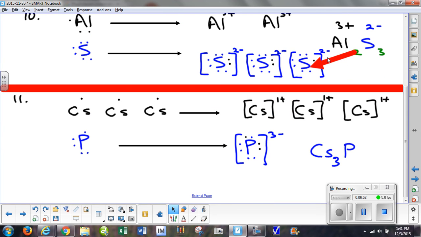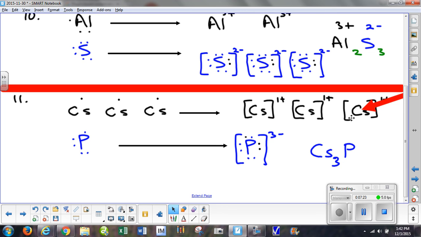And last one, same deal again. Cesium, only 1 valence electron. He's in column 1. Cesium, cesium, cesium. Each of them with a 1 plus because they donated the 1, 2, 3 electrons to the phosphorus. Okay? So phosphorus winds up with 8. Each of these cesiums winds up with an outer shell of 8 electrons.